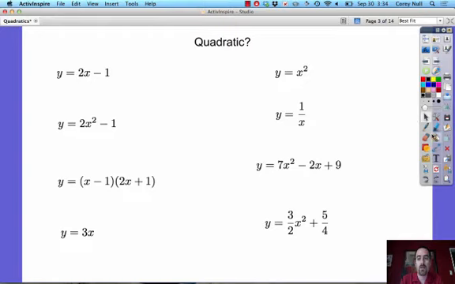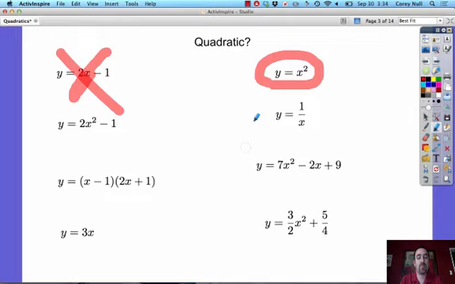Let's look at the second one. y equals x squared. Well, in this case, if I look back at my definition, ax squared plus bx plus c, a is 1, b and c are both 0. That's okay. b and c can be 0, just that a cannot be 0. Good. That's quadratic.